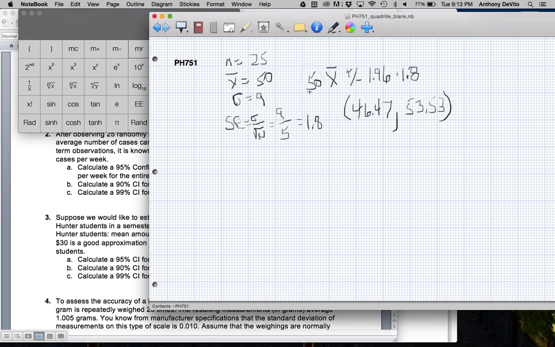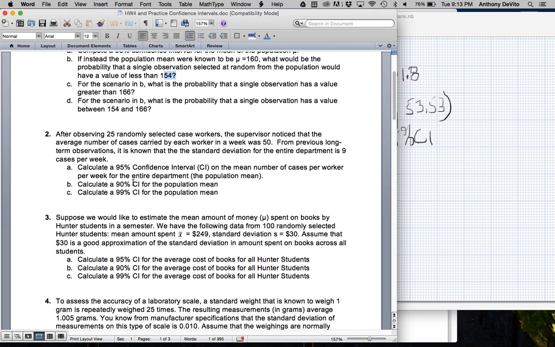Based on what we know about this population standard deviation and the mean that we got from a sample of 25 people, we estimate that our 95% confidence interval says that we're 95% certain that the true mean of the number of cases performed each week by these caseworkers is between 46.47 and 53.53. Okay, let's take a look at the next part of this problem.